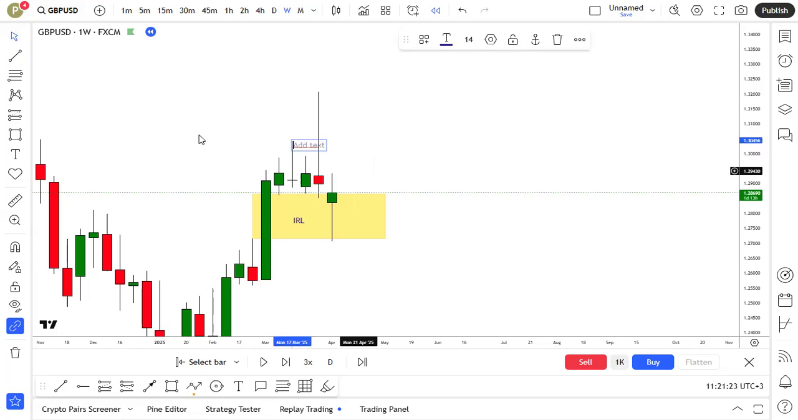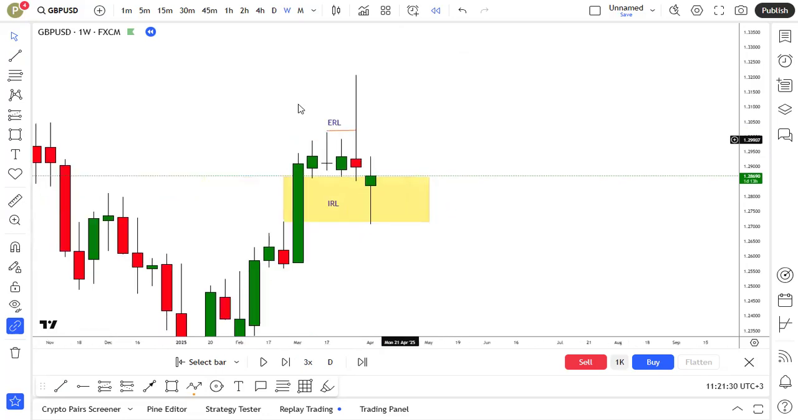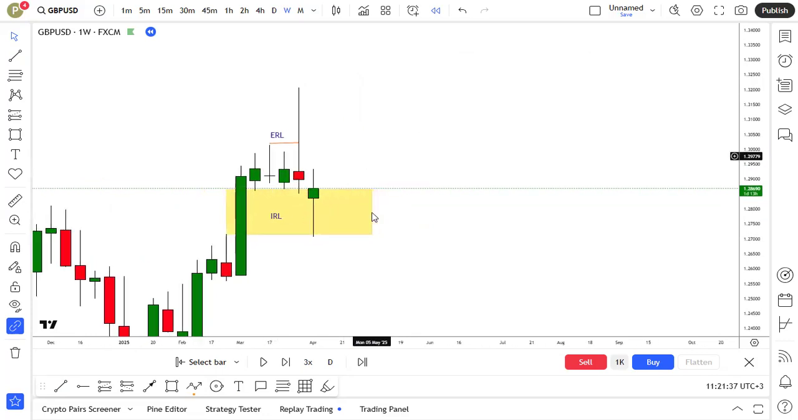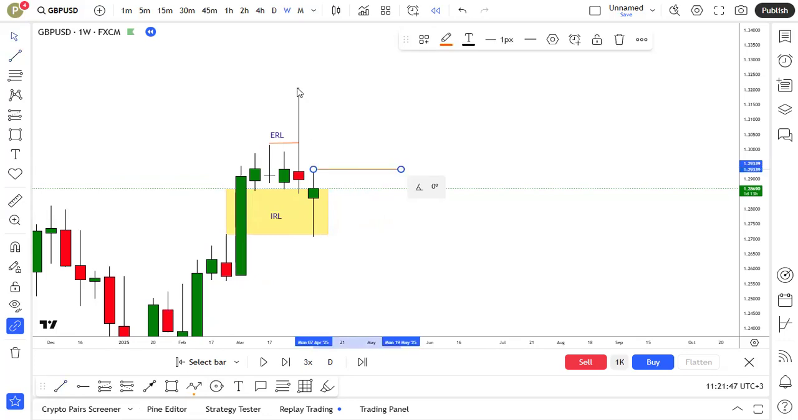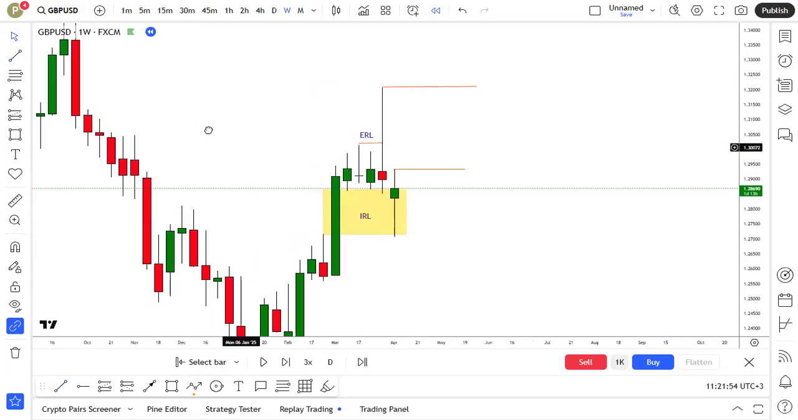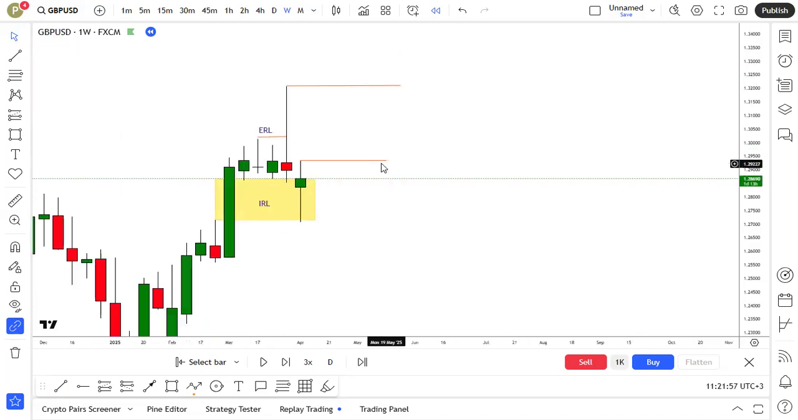In my video I've already explained internal range liquidity and external range liquidity, which means price tends to move from external range liquidity to internal range liquidity, and also from internal range liquidity to external range liquidity. So right now we have just entered this internal range liquidity. What is our target? Our target may be this high or it may be this high. So these two are going to be our next drawn liquidity. This one is the first, this is the second.